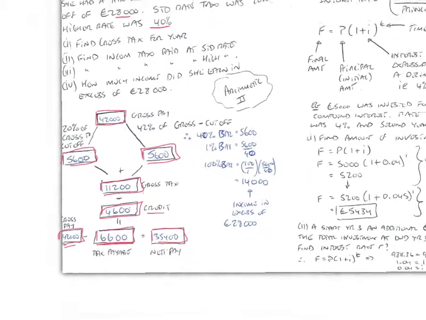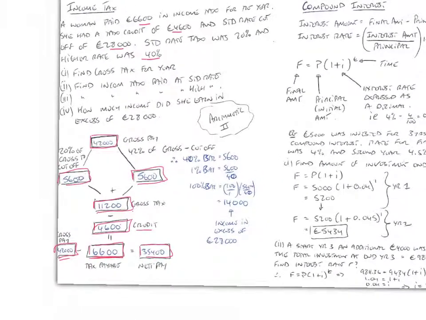Okay, so shrink this a little bit, and we can see that the woman paid 6,600 income tax. That goes in here. And she had a tax credit of 4,600. That goes in here. And we know that if this minus this equals that, this must be equal to the sum of these two, 11,200. Then she had a standard rate cut-off of 28,000. So 20% of 28,000 is 5,600. And this plus this must be equal to that.